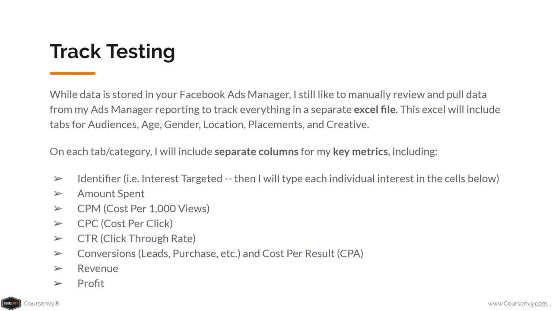This Excel will include tabs for audiences, age, gender, location, placements, creative. Then on each tab or category, I will include separate columns for my key metrics, including the identifier, such as interest targeted. Then I will type each individual interest in the cells below in that column. Next column, amount spent. The next, CPM or cost per thousand views. Next, CPC. Then we have click-through rate, conversions, cost per result or CPA, revenue, and finally profit.